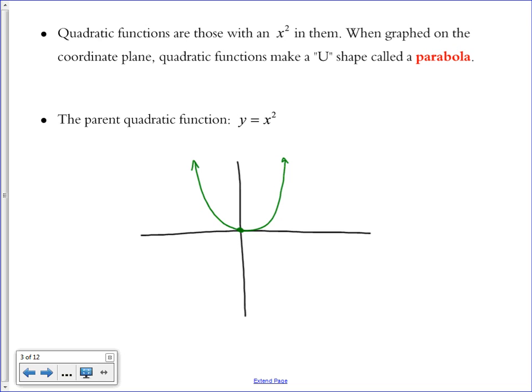And of course, you could take it and shift it around. I could slide it to the left or to the right, or slide it up or down, or stretch it out, just like we've been doing with functions all year.